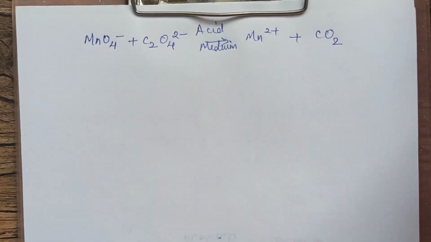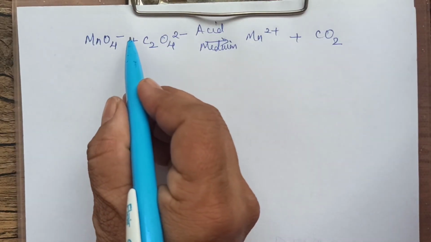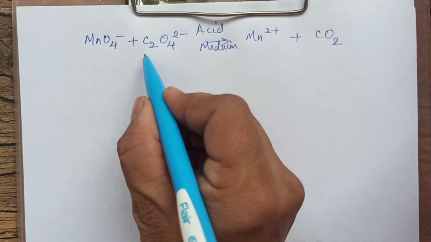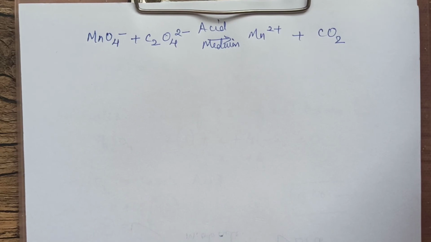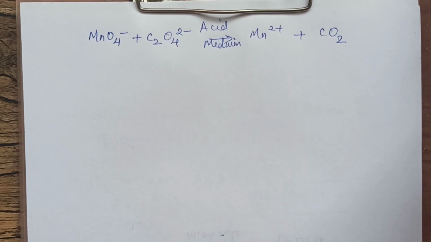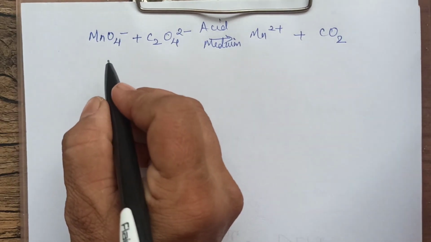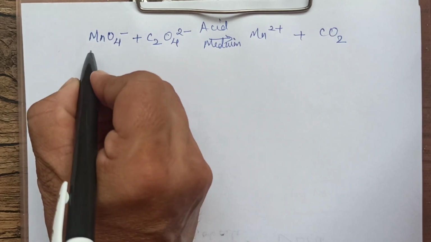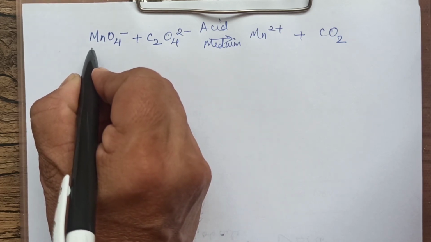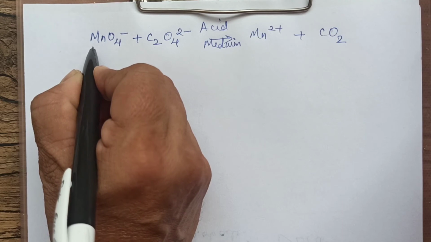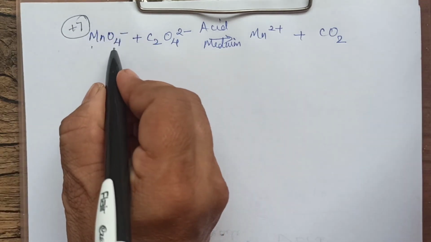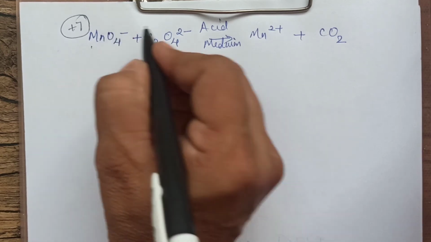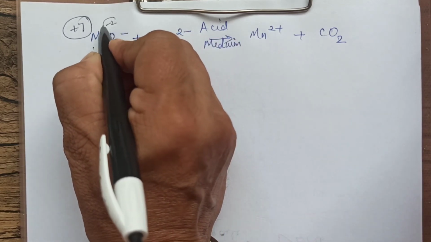Now this is another equation, children. MnO4 minus, permanganate ion, plus oxalate ion forms Mn2 plus and carbon dioxide. You have to balance this equation in acid medium. You will first calculate the oxidation states. Just follow the same steps which I discussed earlier. For this one, you will get it as plus 7. Calculate and see. Oxygen doesn't vary. It is minus 2 only.